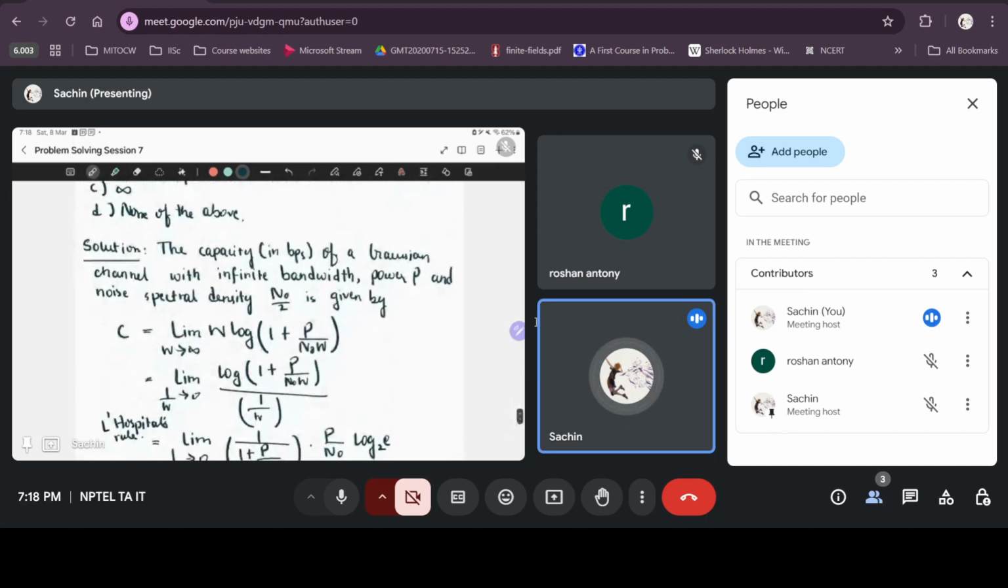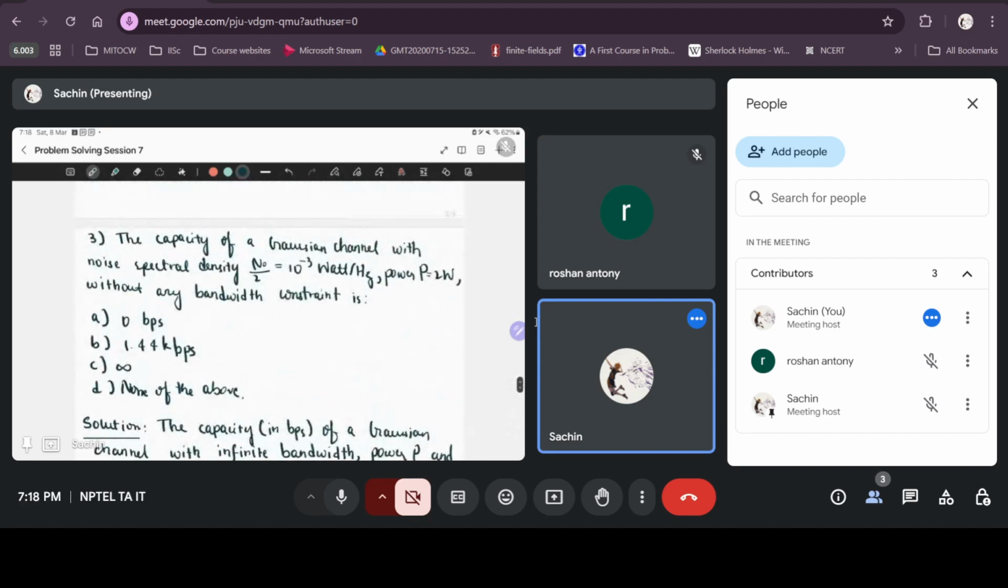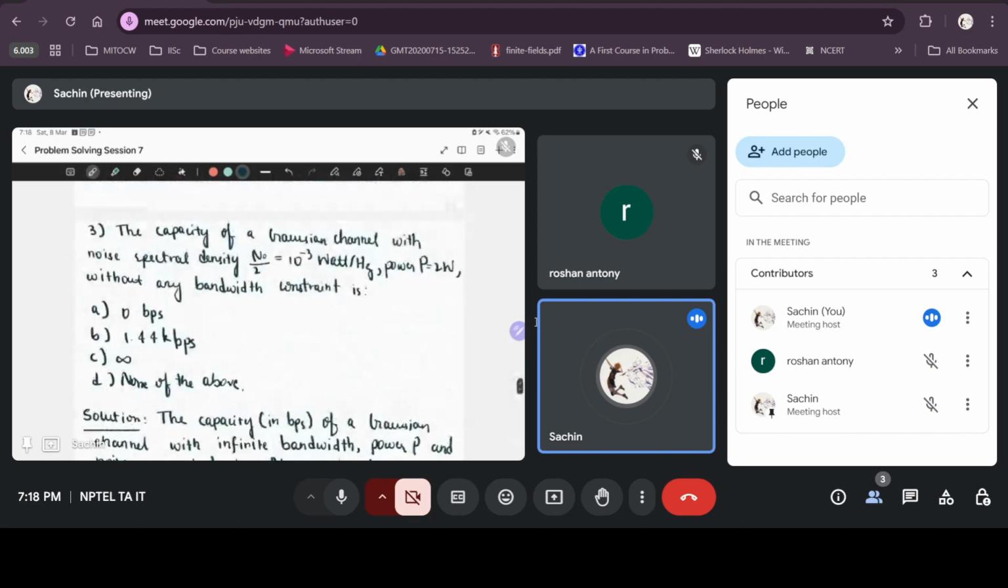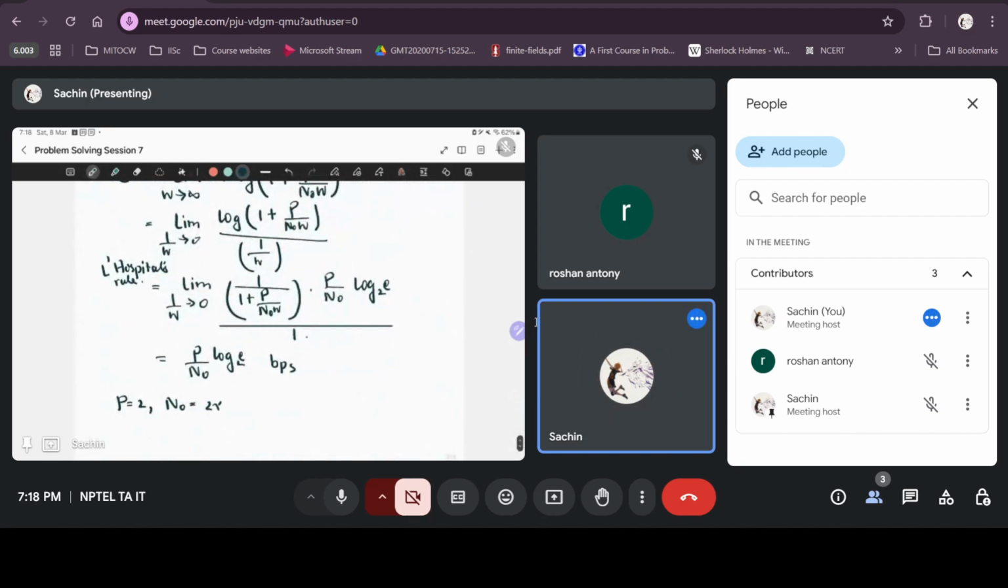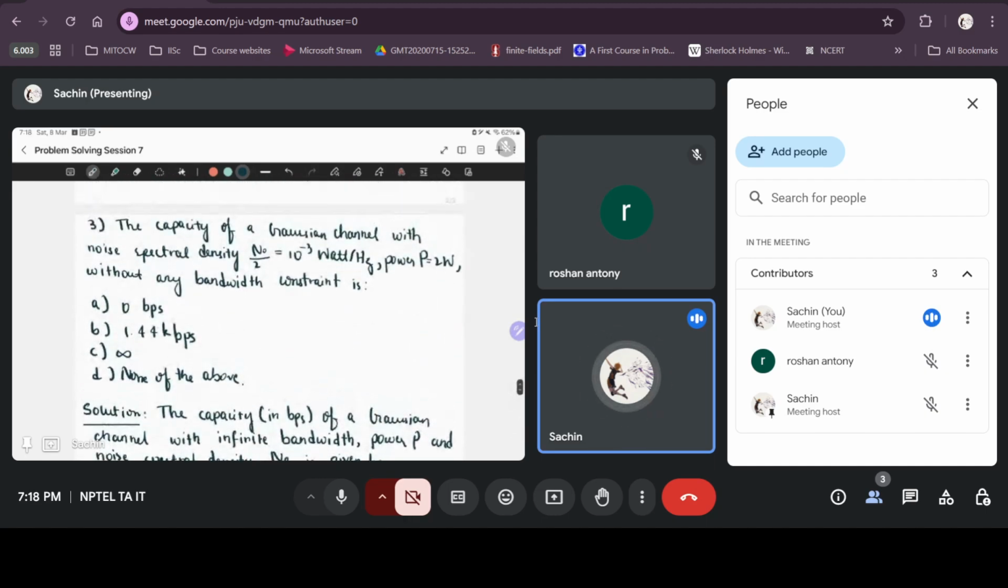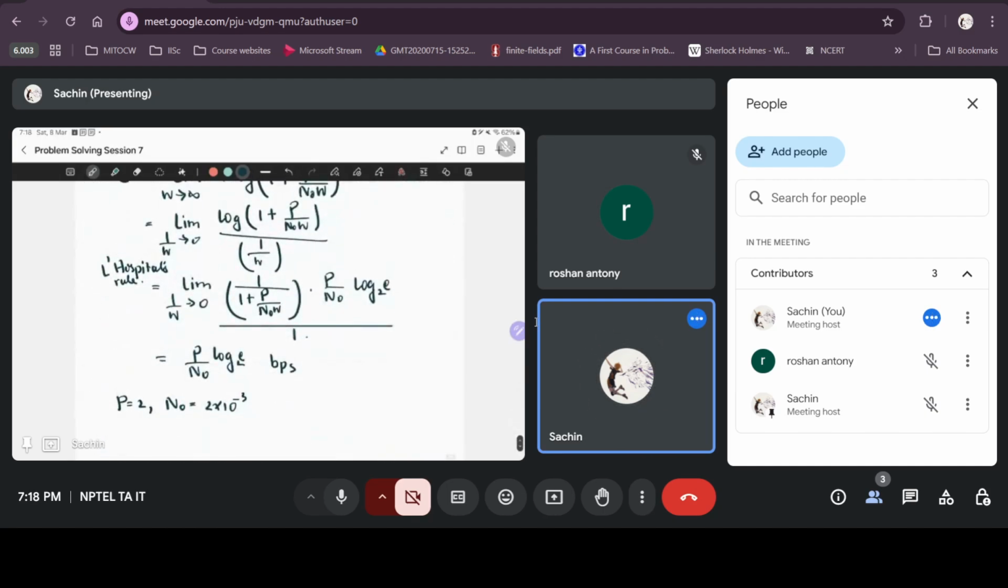Now we have the value of P is 2, N0 by 2 is 10 power minus 3, so N0 is 2 into 10 power minus 3. Of course, you have to make sure that the units are consistent. Power is in watts and N0 over 2 spectral density is in watts per hertz, so P over N0 will be in hertz into bits per second.